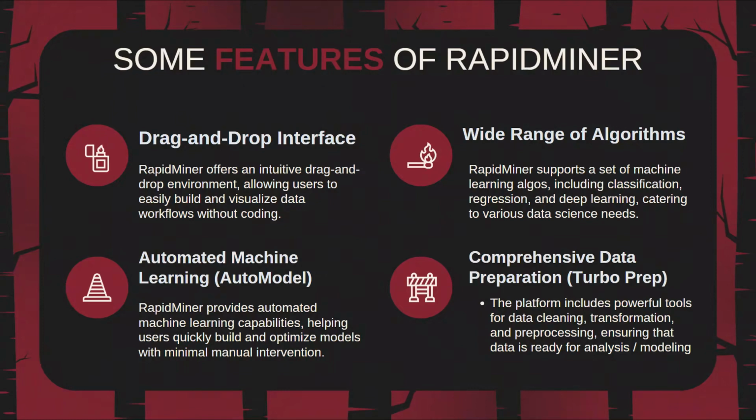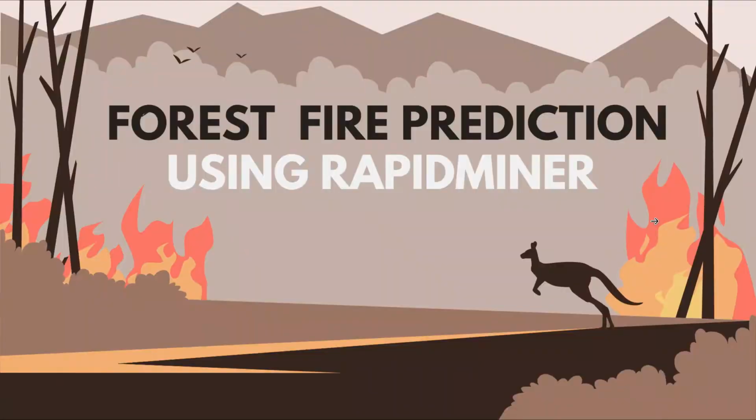Comprehensive data preparation, like Turbo Prep. RapidMiner offers a powerful tool for data cleaning, transformation, and pre-processing, ensuring that your data is ready for analysis. Wide range of algorithms. It supports various machine learning algorithms, including classification, regression, and deep learning, catering to a wide range of data science needs. And further in this video, you will see me use all these features for my project.